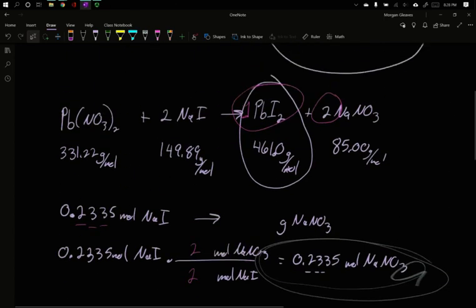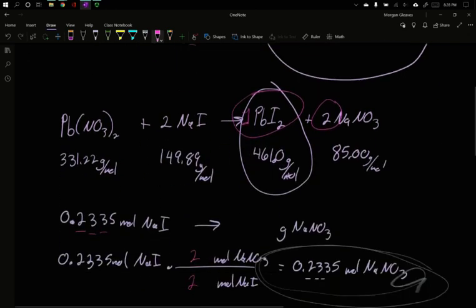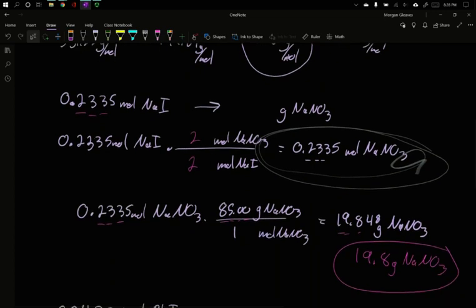The idea of this practice: find your moles, be comfortable finding a molecular mass and converting a weight of one compound into moles of that compound. And then, regardless of what you're starting with, if you know your moles of one chemical, you can use a balanced reaction to find moles of a second chemical. And so sodium iodide, if I had that many moles of sodium iodide react, it would make that many moles of sodium nitrate.